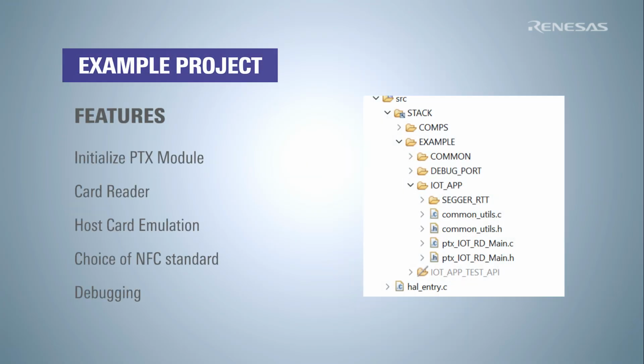This example project provides a blueprint for IoT applications showing the appropriate use of different APIs associated with the PTX module. As a primary functionality, the example project has a card reader as well as host card emulation. Developers can also choose to enable different NFC protocols, making the application compatible with various types of cards.